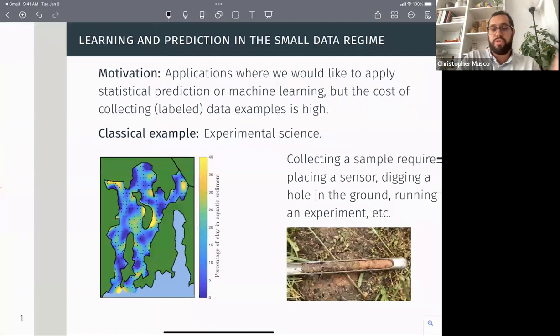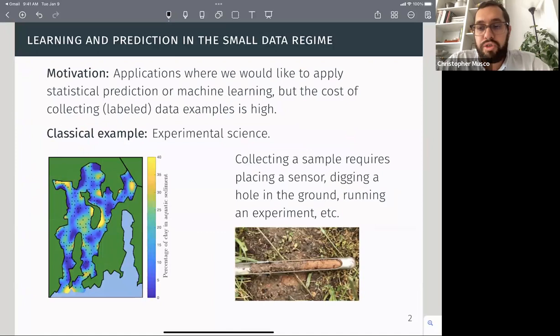I'm going to be talking about a class of problems in statistics and machine learning, which are motivated by applications where we want to use either statistical prediction or machine learning models, but we don't have big data. So we have small data sets because the cost of collecting labeled data examples is really high.